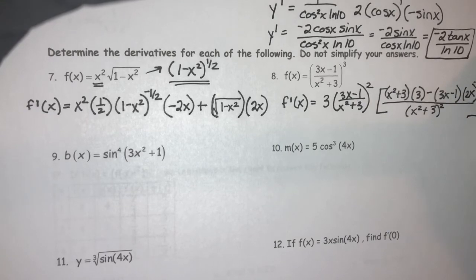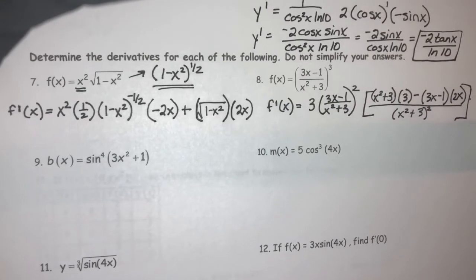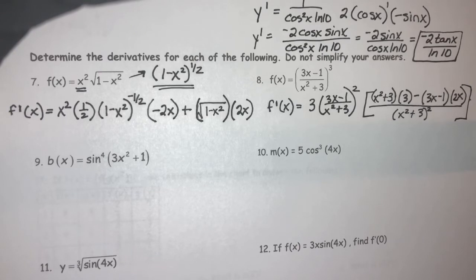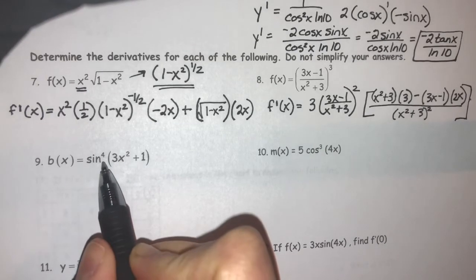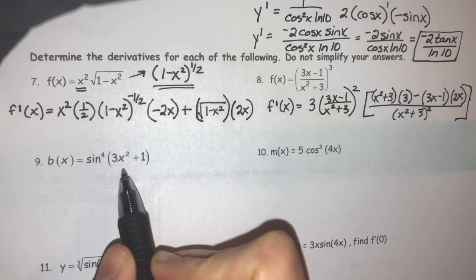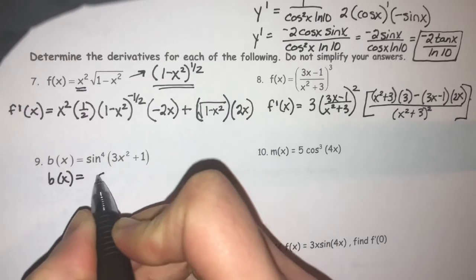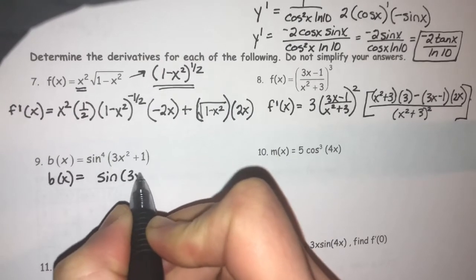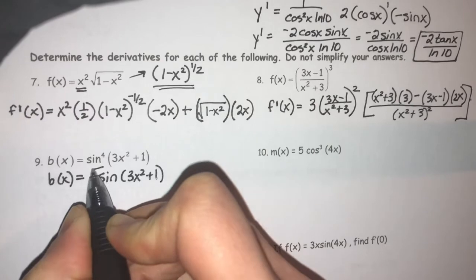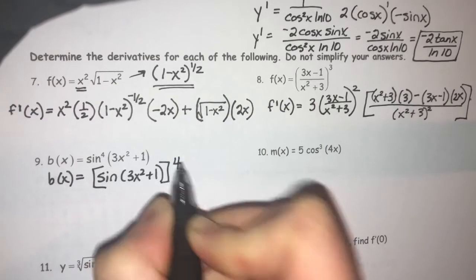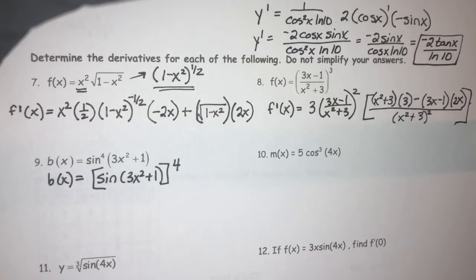And that's it. That one's done since it said do not simplify. Now we are on to number 9. We are going to take the derivative, but do you see how it has this little 4 between the sine and the argument of the sine? Let's think of this as the sine of 3x squared plus 1, quantity to the 4th. So this is kind of another one of these double chain rule problems.